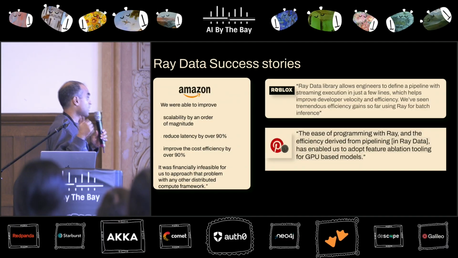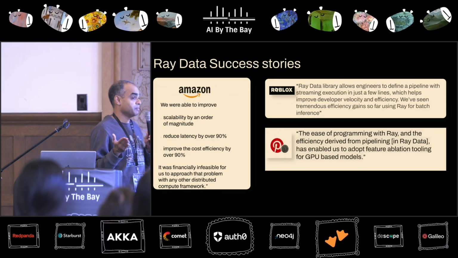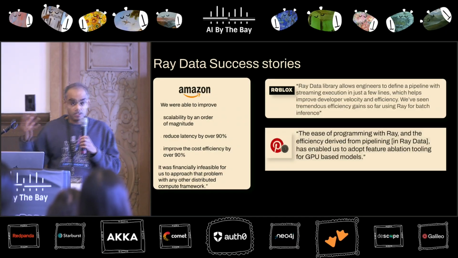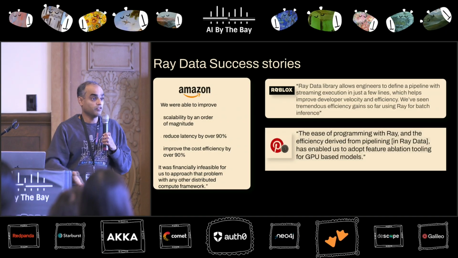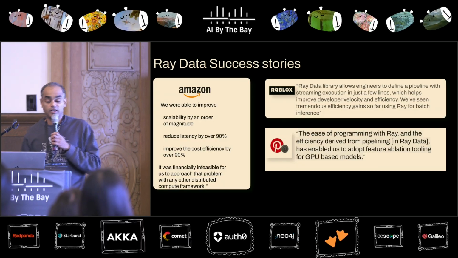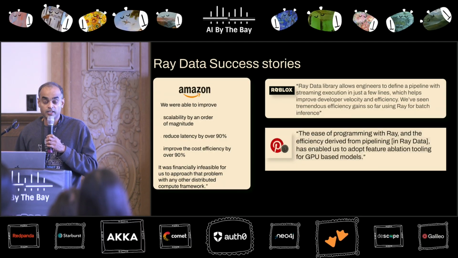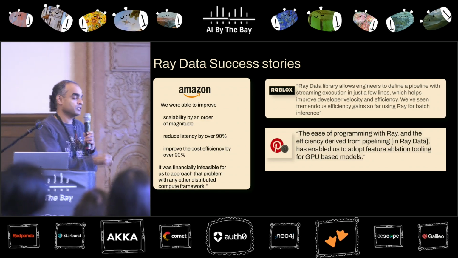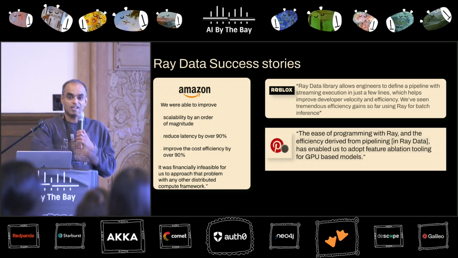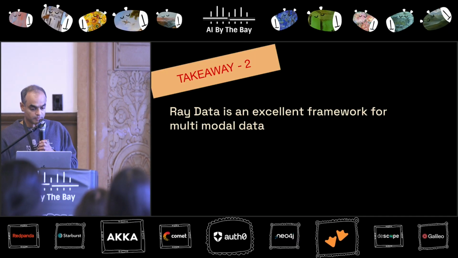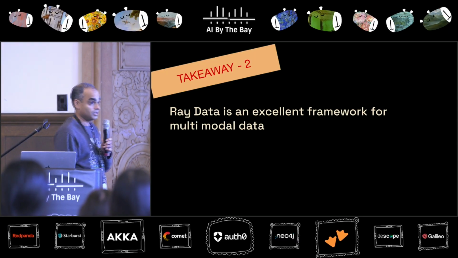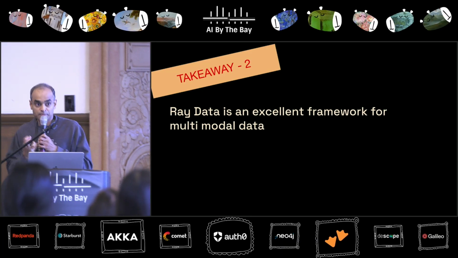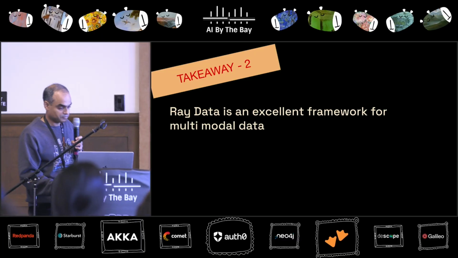So some success stories. Amazon uses Ray Data a lot. They have reduced latency by 90%. Roblox uses it. Pinterest uses Ray Data. Cursor uses Ray Data in their model. If you're actually using Cursor, Cursor uses Ray Data. Reflection AI, an AI native startup, uses Ray Data. So there are a bunch of use cases of Ray Data, real use cases, people using it at scale, both for digital natives as well as AI natives. So that's my takeaway number 2. Ray Data is an excellent framework for multimodal data. Hopefully, I explained why that's the case.